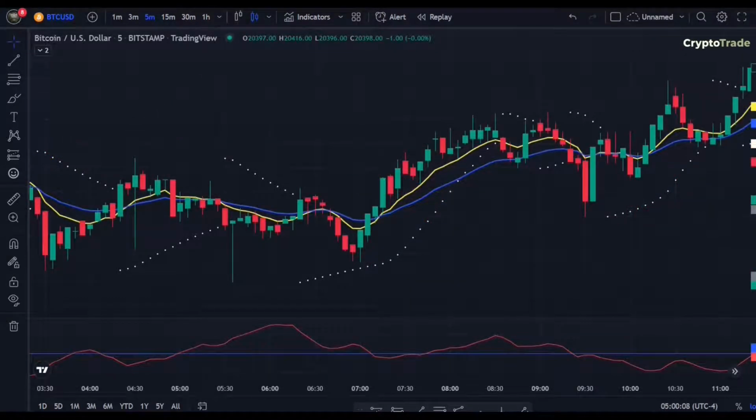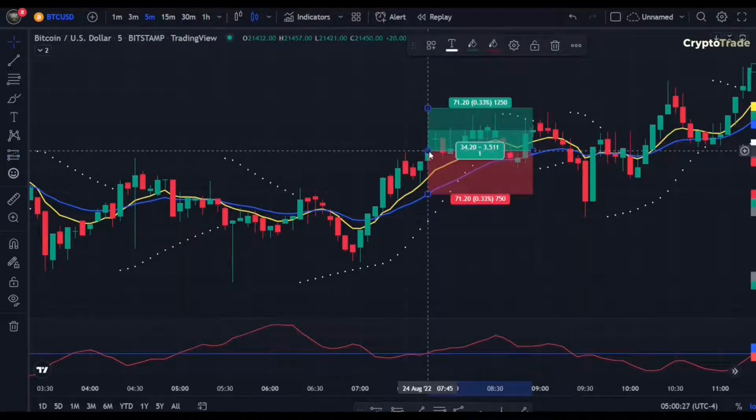The white dots of the Parabolic SAR appear at the bottom of the candles. The yellow moving average is above the blue moving average. The average directional index is above the line we drew at the mark 30. As these conditions are met, then place a buy order at the close of the candle.